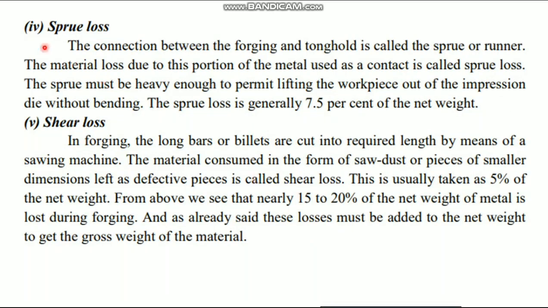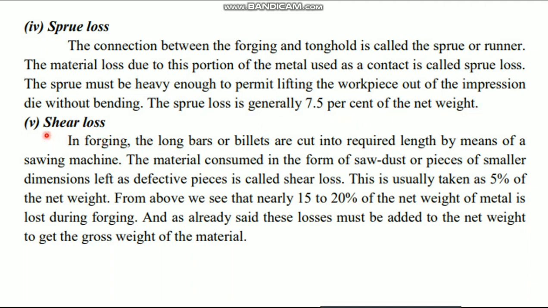Then sprue loss. The connection between forging and tongue hold is called the sprue or runner. The material loss due to this portion of metal used as a contact is called sprue loss. The sprue must be heavy enough to permit lifting the workpiece out of the impression die without bending. The sprue loss is generally 7.5 percent of the net weight.